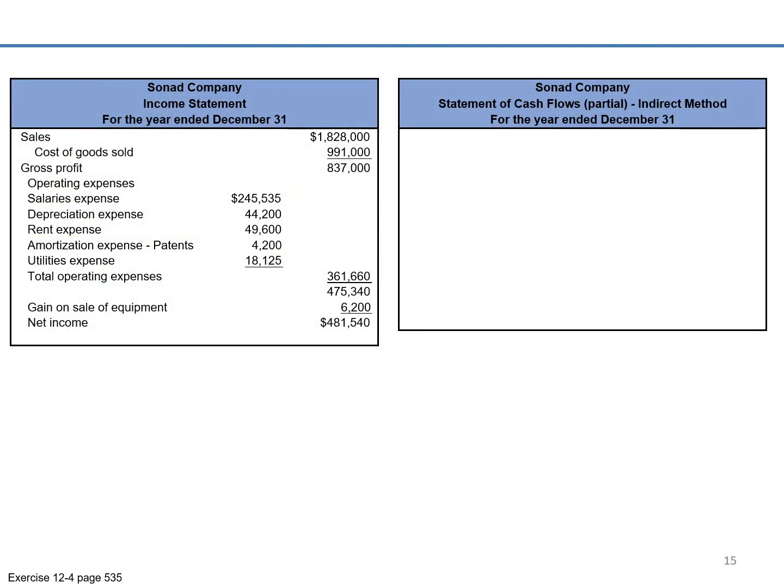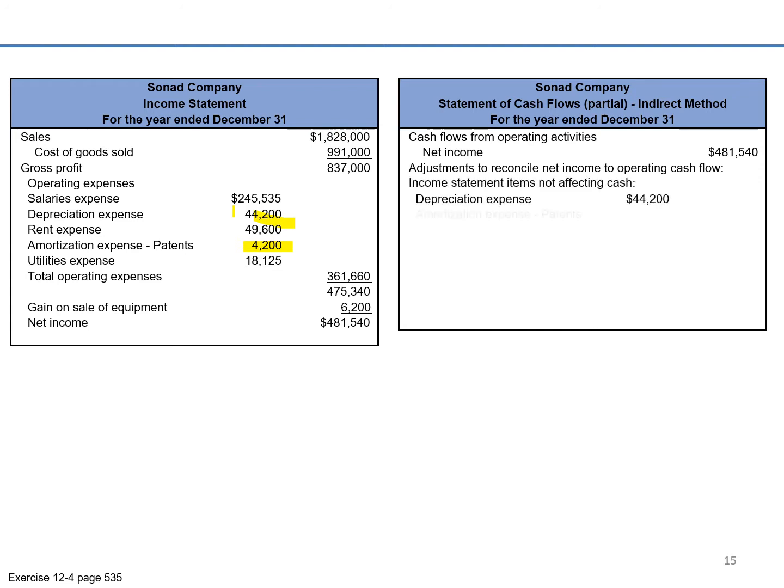All right, so let's try it. We're going to start with net income. They tell us that net income is $481,540. We need to add back any non-cash expense items. If we look down through the income statement, I see depreciation expense as a non-cash item, and I see amortization expense as a non-cash item. So let's add both of those back.